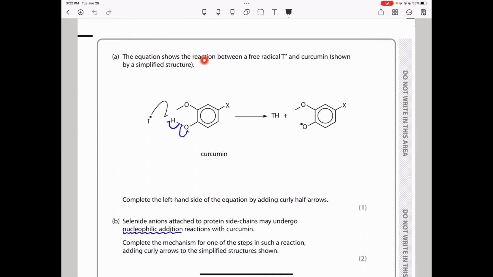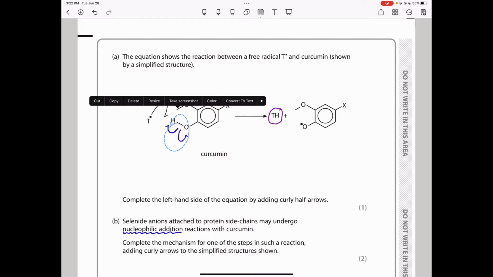The equation shows the reaction between a free radical, this one, and curcumin. So here they say shown by a simplified structure. So this is a simplified structure of curcumin. They say complete the left-hand side of the equation by adding curly half arrows. Here what we need to do is look at the product side and compare what you had at the reactant side. Imagine if I took away this.